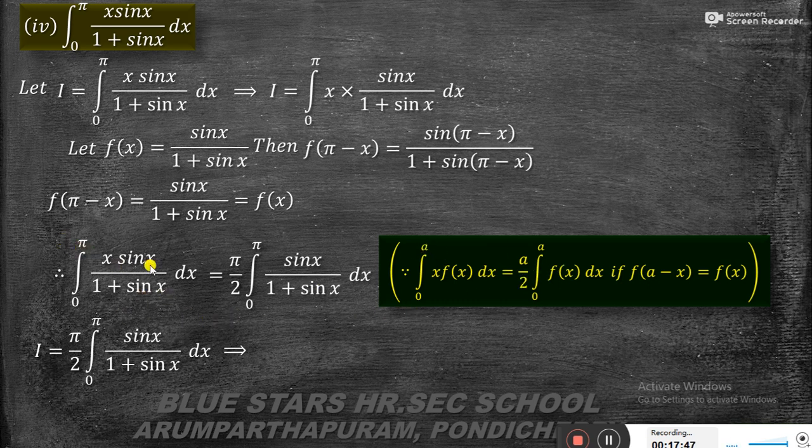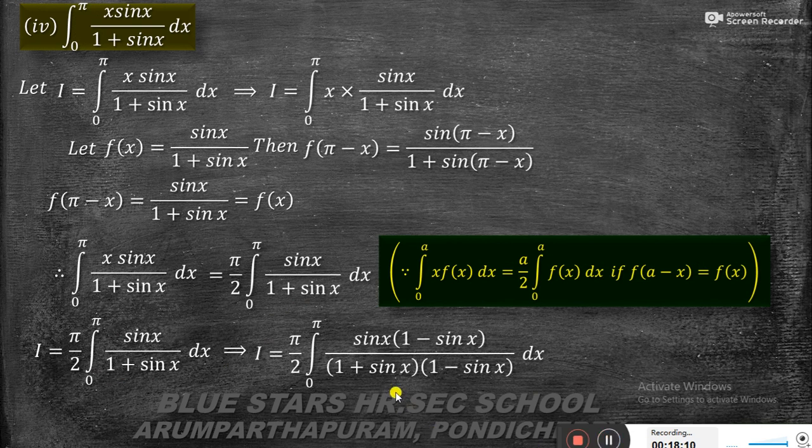So the integral from 0 to pi of x sin x by 1 plus sin x dx equals pi by 2 times the integral from 0 to pi of sin x by 1 plus sin x dx. Now the denominator term is 1 plus sin x, so we multiply and divide by its conjugate, 1 minus sin x by 1 minus sin x, dx.